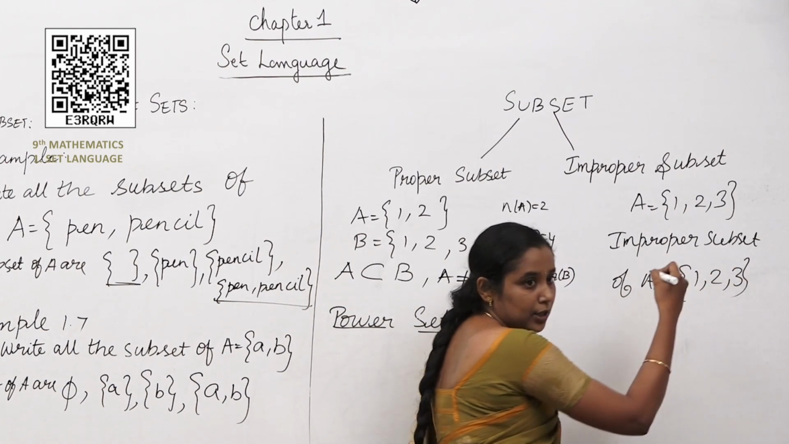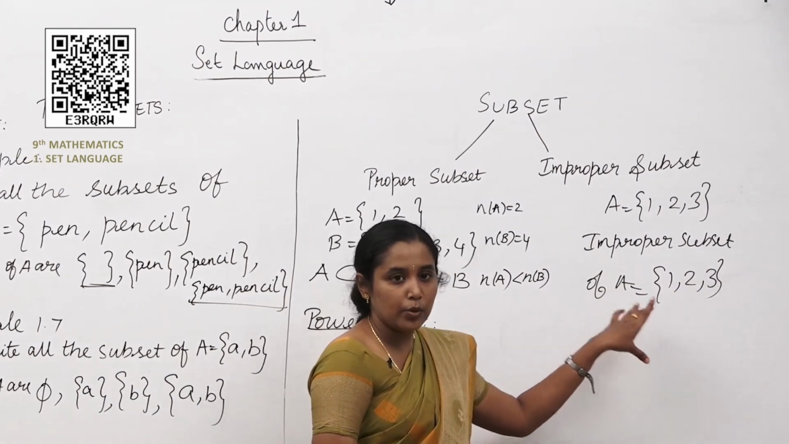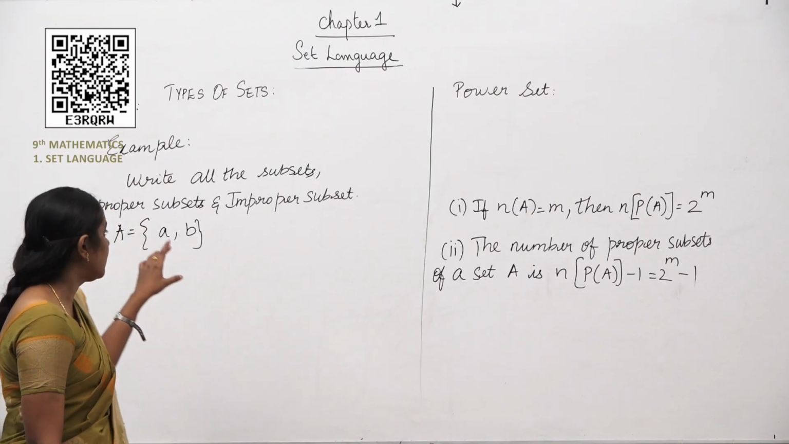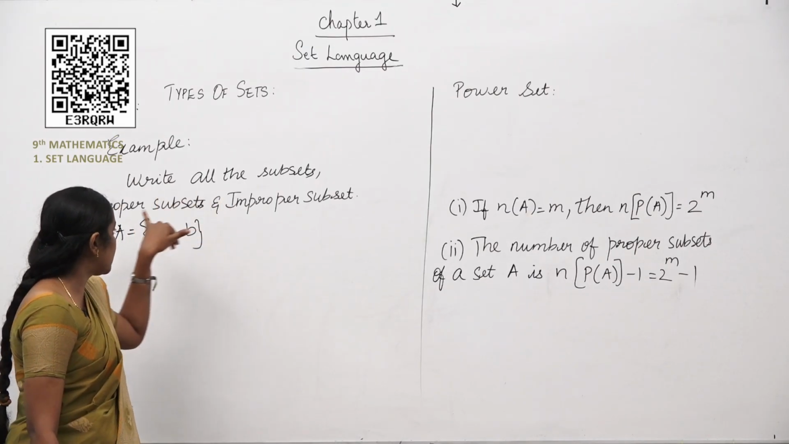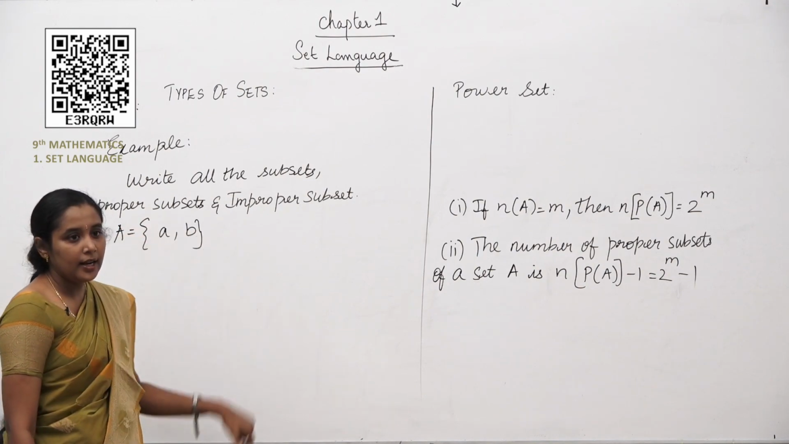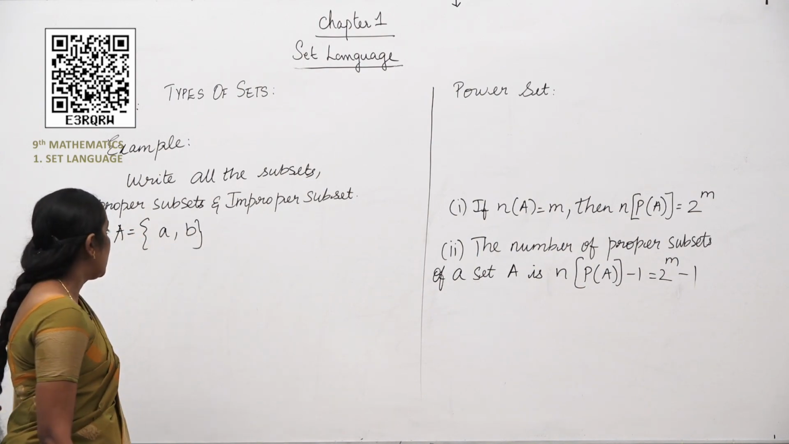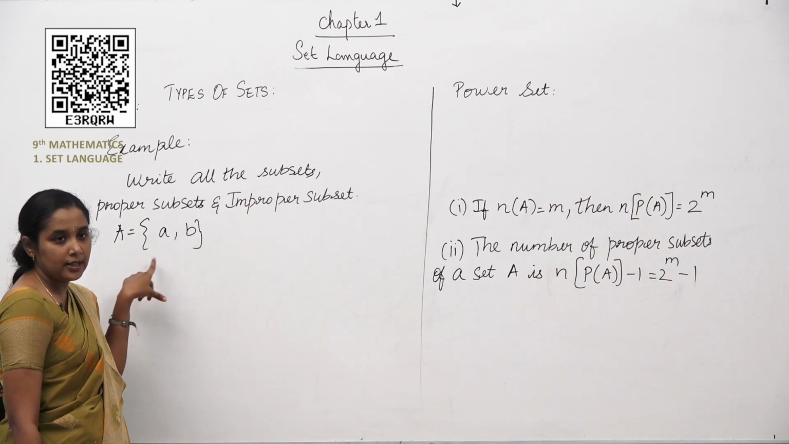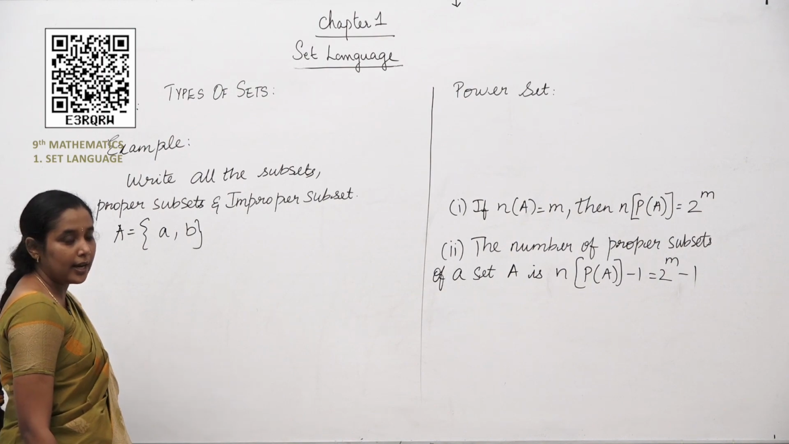Every set is a subset to itself. So that is A = {1, 2, 3}. Now we will see another example: write all the subsets, proper subsets and improper subsets. What is given here? Set A = {a, b}.